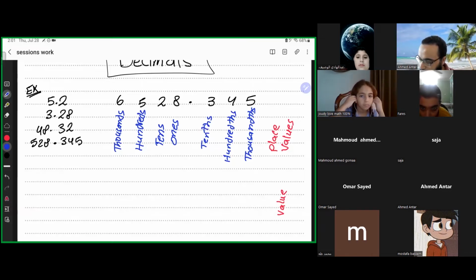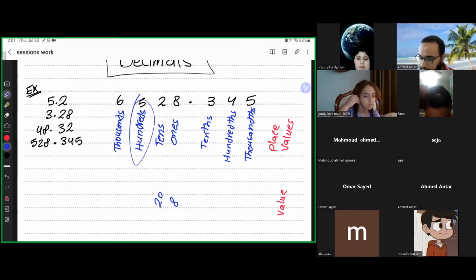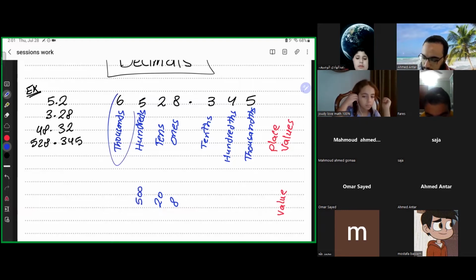8.30. The value of the 8 is in the ones place, so its value is 8. What is the value of the 2? 20. What is the value of the 5? 500. What is the value of the 6? 6,000. Very excellent.